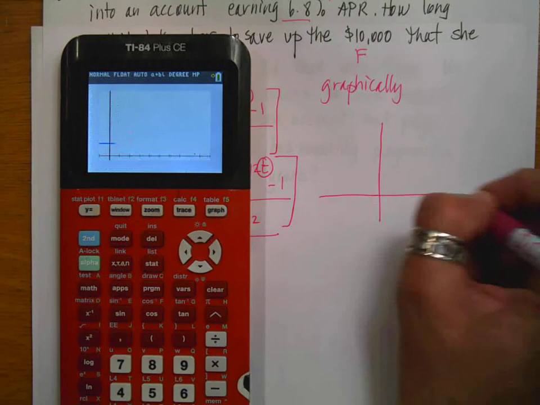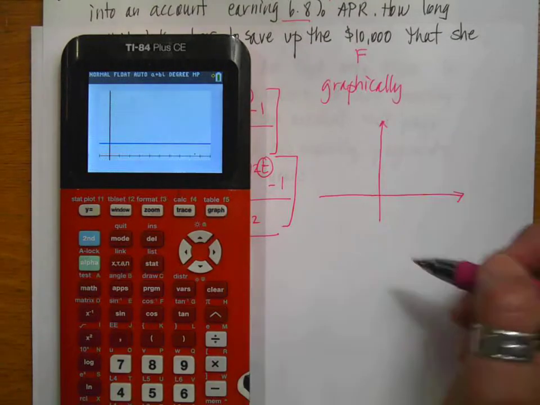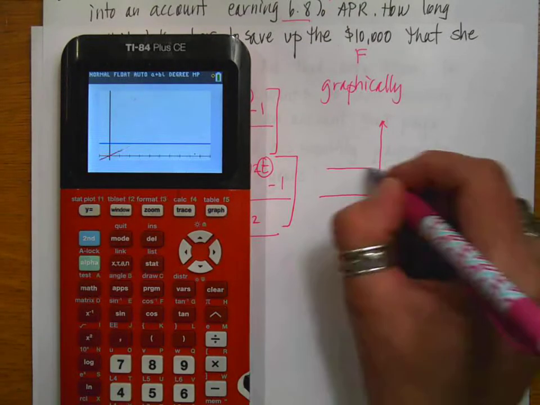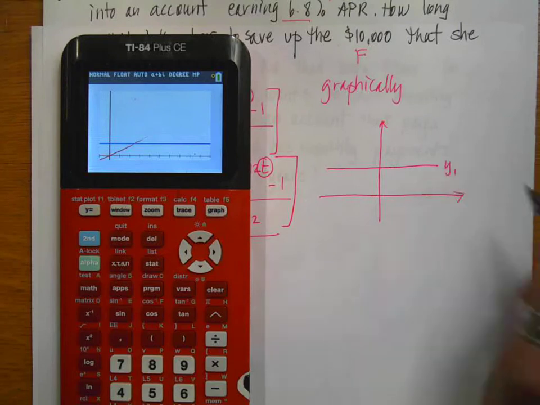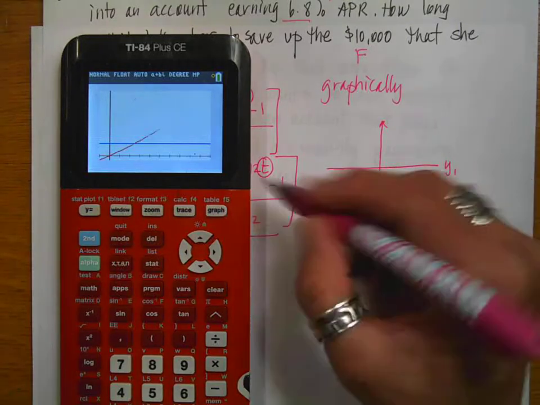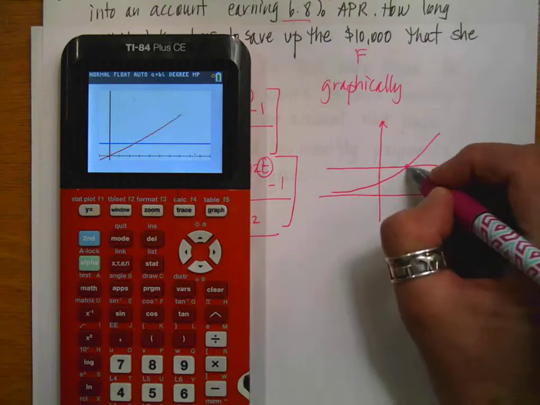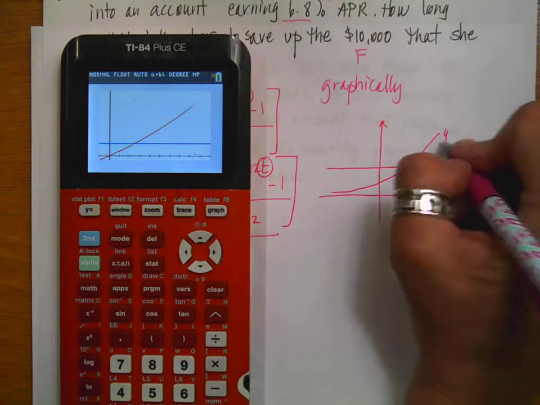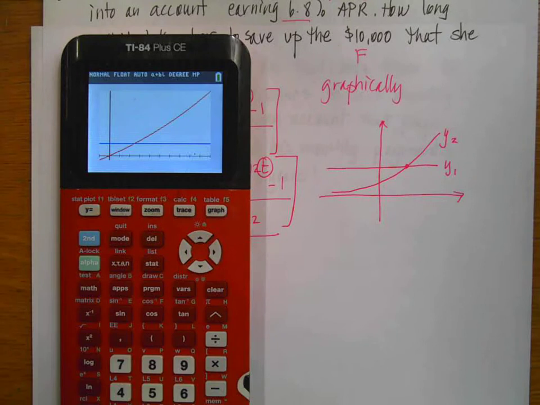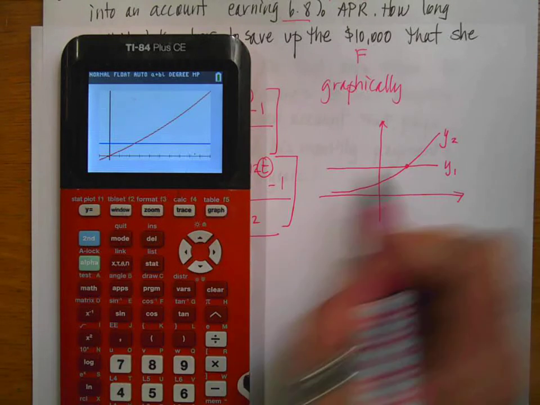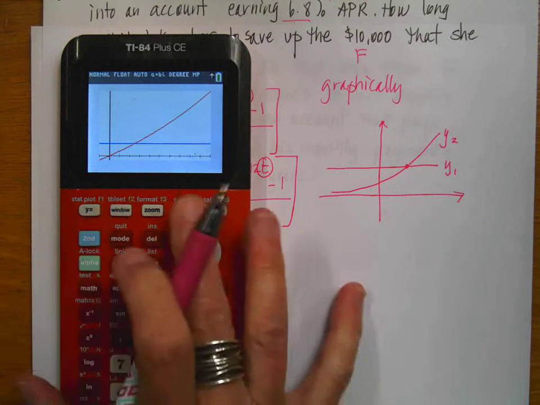All right, my calculator's thinking, so I know I'm going to have to sketch the graph. Okay, so there's the $10,000, so this is Y1, and then here comes the second one. So it is an exponential function, it's just growing really slowly. And this is Y2, and then I'm going to find that point of intersection.